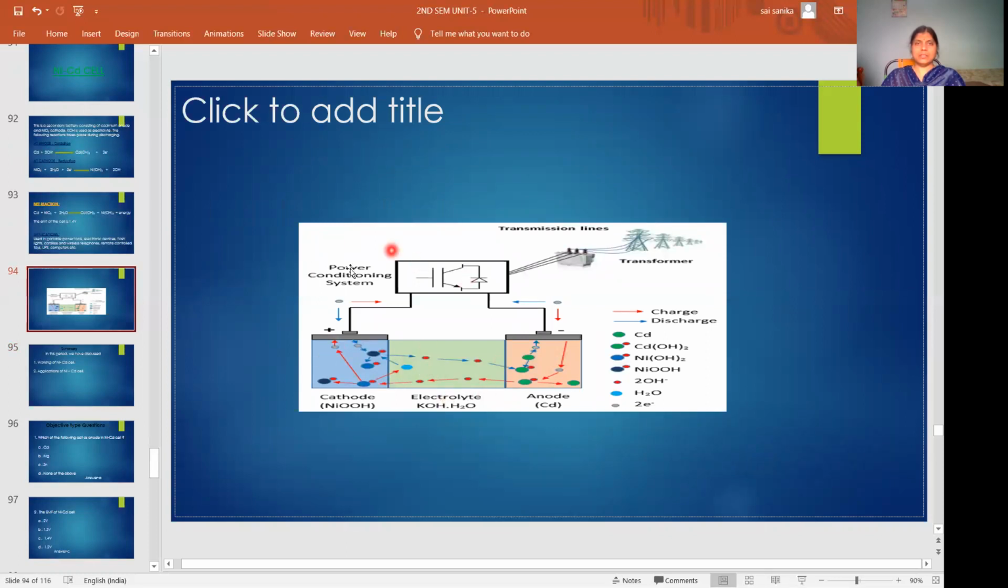So here are the products. This green represents the cadmium anode. Then here nickel hydroxide. This blue represents nickel hydroxide, and this one represents cadmium. The green one represents cadmium hydroxide. Okay, red color spots, then OH minus ions, small red dots, and this is the water molecule.